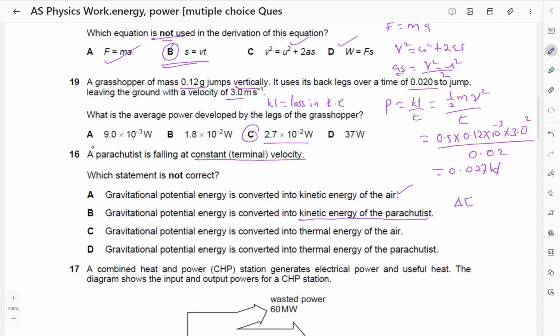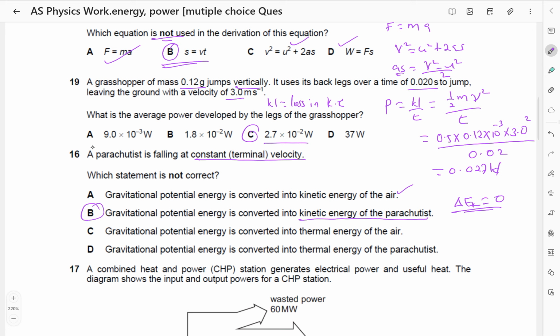So it means the change in kinetic energy is 0. There is no change in kinetic energy of the parachutist. There is only a change in kinetic energy of the air molecules, but there is no change in kinetic energy of the parachutist himself because he is moving at constant velocity. So it means our answer is automatically B.